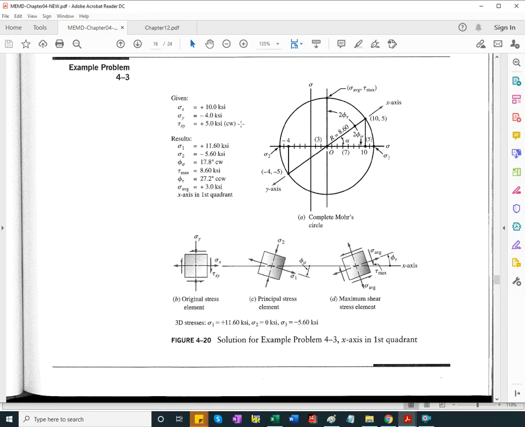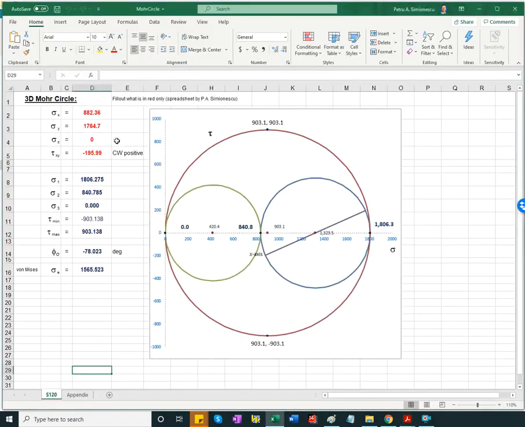And the shear stress are given, and we need to calculate the principal stresses, maximum shear stress, and the angle, as well as the orientation of the principal element relative to the stress element. Okay, so I have the book in front of me, page 157. I'm looking at sample problem 4.3, and put these numbers in the spreadsheet.